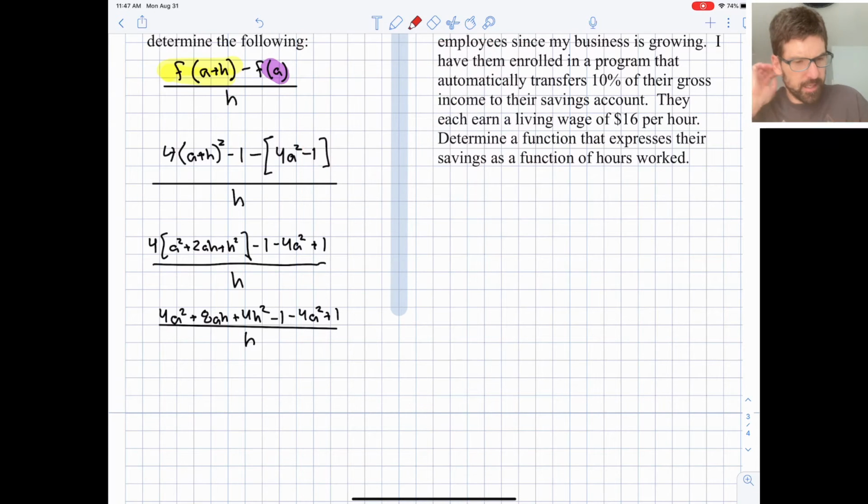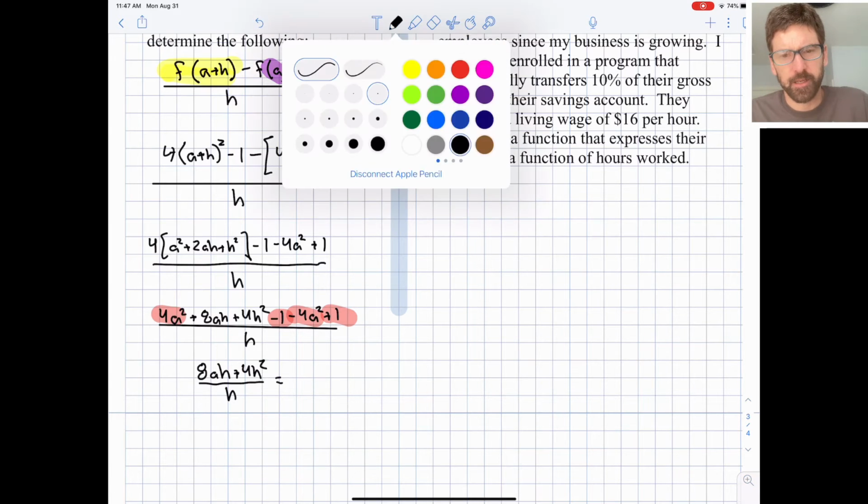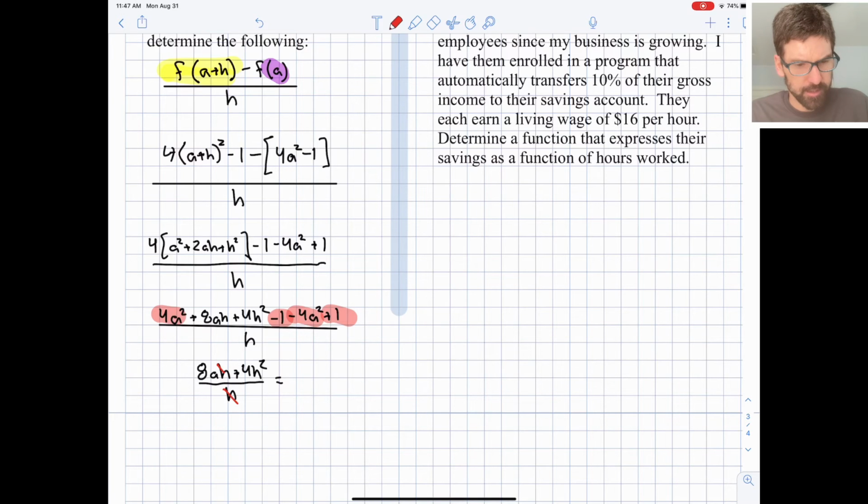I see that some things might cancel out, so I'm going to try to highlight those in red. 4a squared and a minus 4a squared, and then also a minus 1 and a plus 1, so those just wipe out. So we have an 8ah plus 4h squared all over h, and we can do some canceling here. This h cancels as well as one of the squared h's. So it looks like we have a final answer here. We have 8a plus 4h would be our final answer right there.